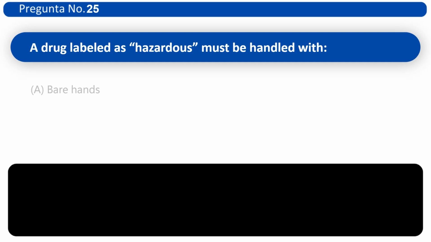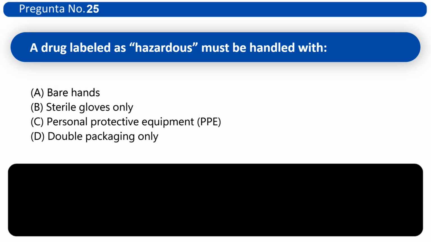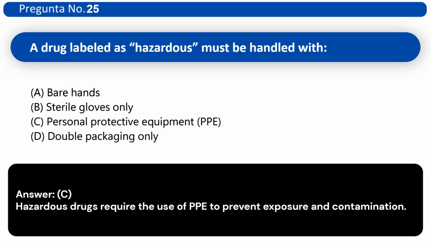A drug labeled as hazardous must be handled with A. Bare hands. B. Sterile gloves only. C. Personal protective equipment, PPE. D. Double packaging only. Answer: C. Hazardous drugs require the use of PPE to prevent exposure and contamination.